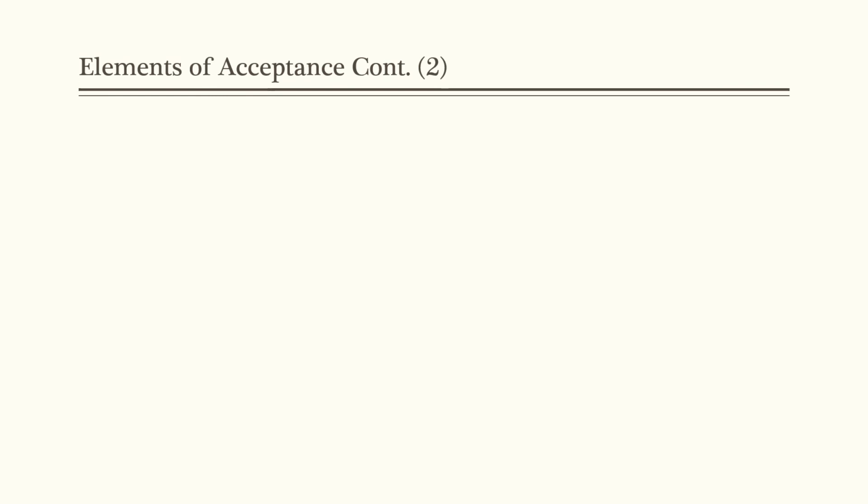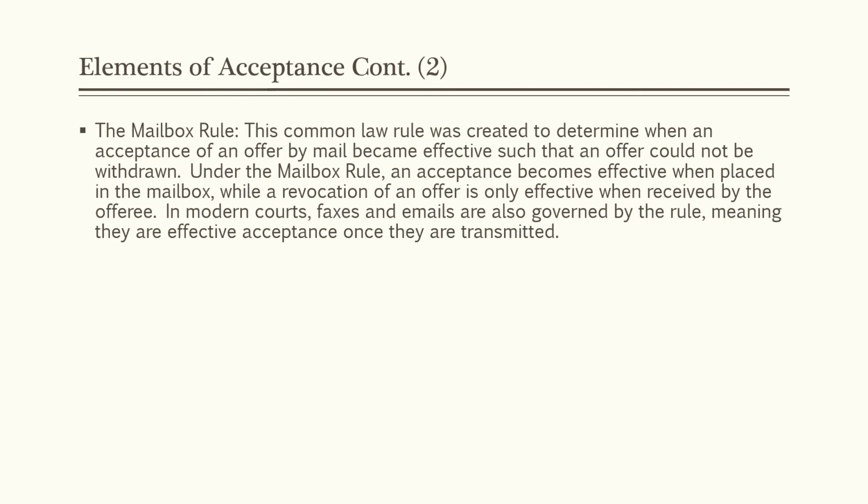Now let's talk about an old doctrine of acceptance that still has relevance today. It's called the mailbox rule. This common law rule was originally created to determine when an acceptance of an offer by mail became effective, such that an offer could not be withdrawn. This was way before the internet, before email, so that's how come it's called the mailbox rule.